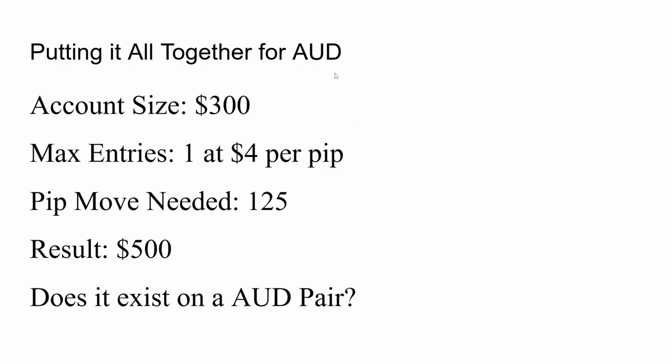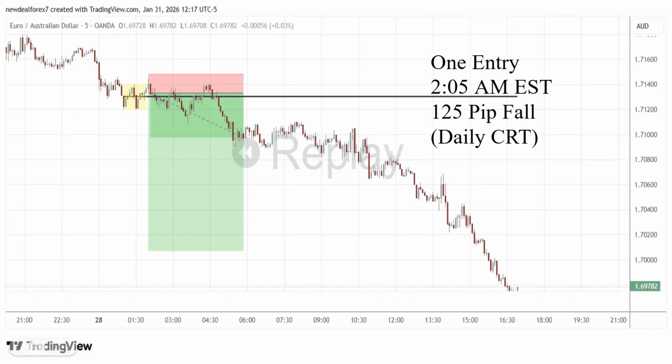So putting all together for Aussie, we have a $300 account. We want to take one entry at $4 a pip. To get to 500, we need a 125 pip move. Okay, does it exist? This one hit at 205. This is one, I don't know what month this was. Actually, this was just this past week. This was January 28th of 2026.